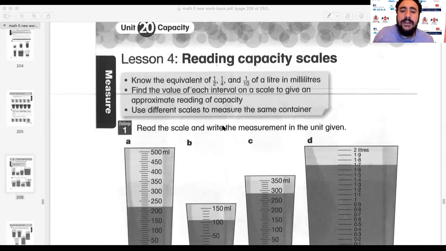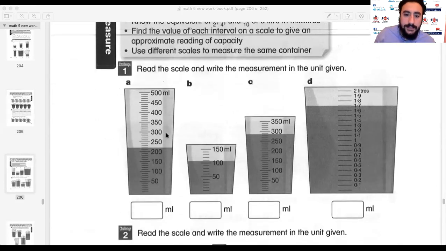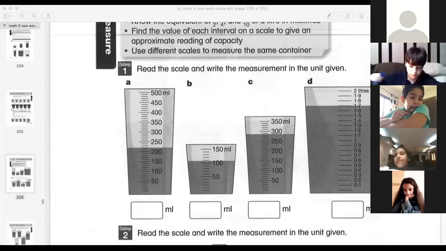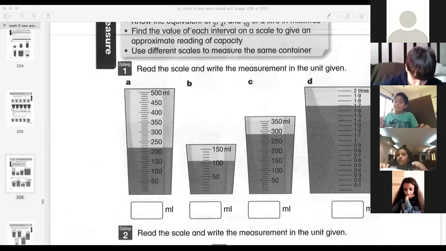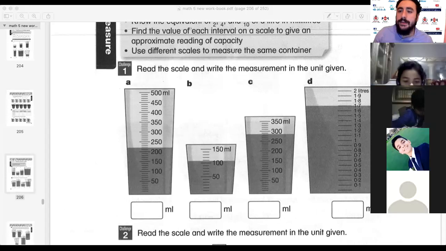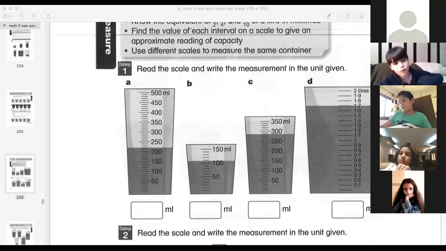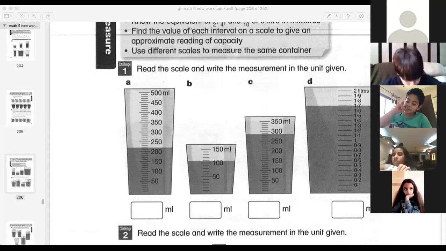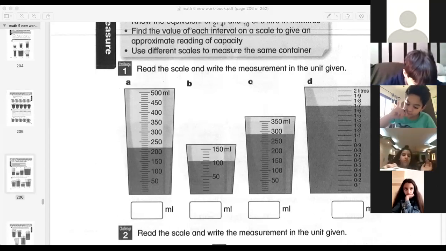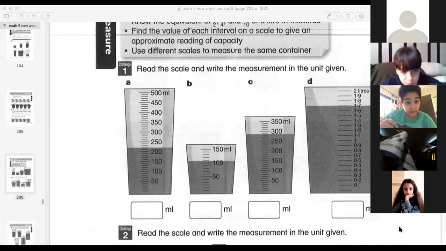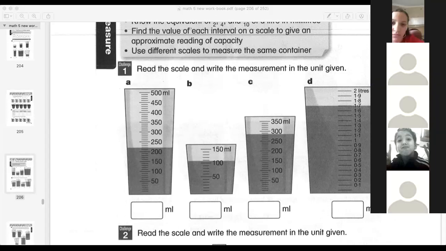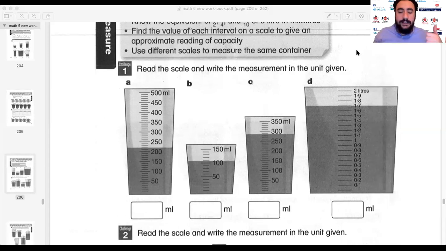Okay, about reading capacity scales. So I'm going to ask some of you now. From the beginning, I'm going to take Haneen, then Lujain, then Mustafa Hatem, then Hala Tamer, and then Habiba. So be ready.